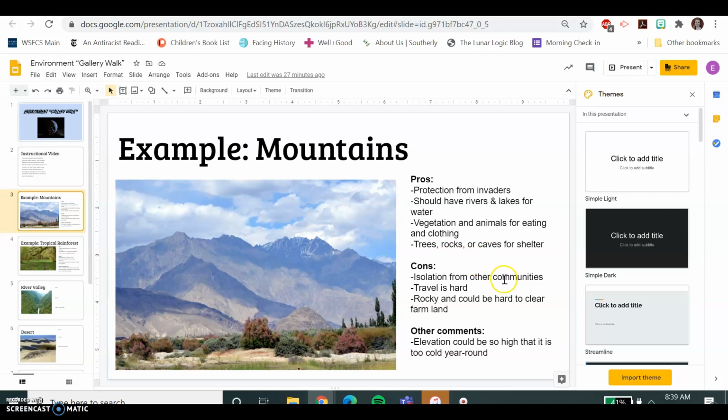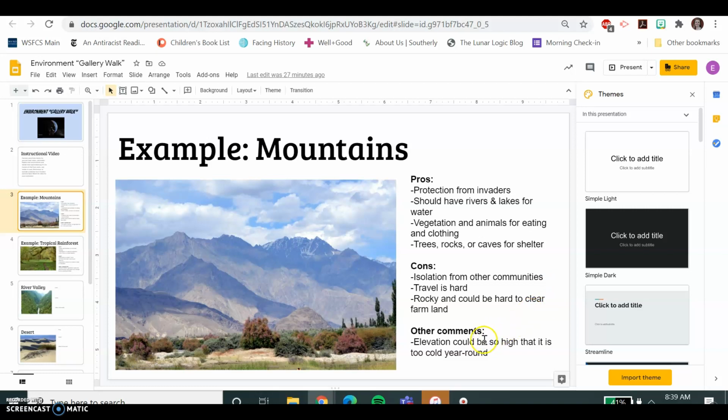Cons, isolation from other communities. It's hard to get up there. Travel is hard. So while it protects from invaders, it would be difficult to go up and down with your belongings. Could be rocky and hard to clear farmland.